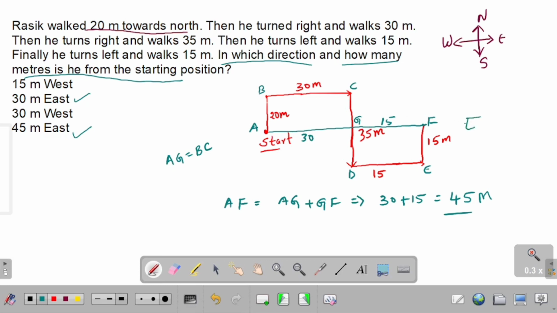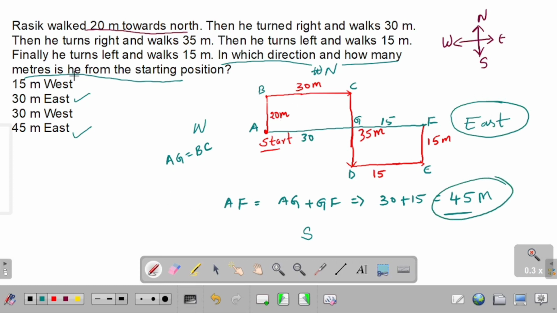This is east. This is your east. And this is west. This is north. And this is south. Am I clear? So, which direction is he in? East direction. And how much distance is it? 45 meters. So can I explain once again?